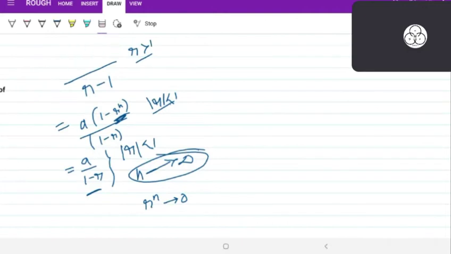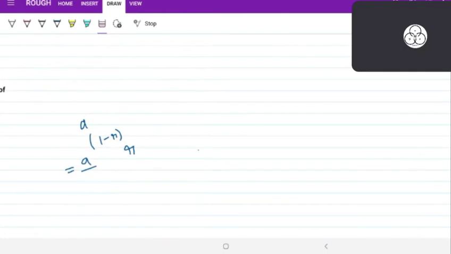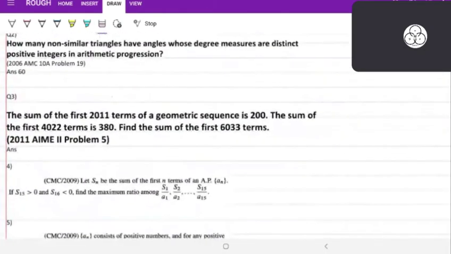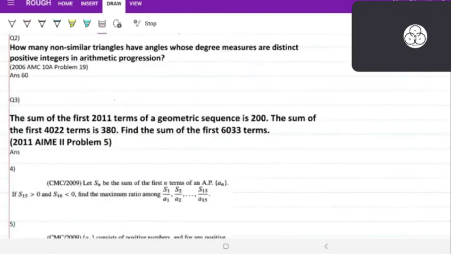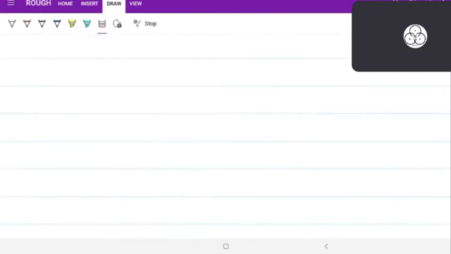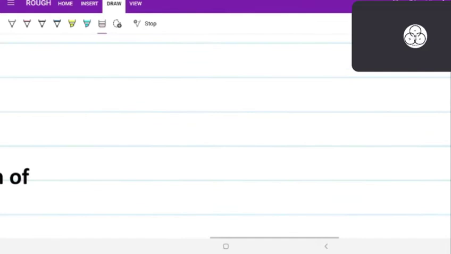For this problem also, two different methods will be shown. One is the normal method that most of you will solve, and one is a good method. The sum of the first 2011 terms of a geometric sequence is 200. The sum of the first 4022 terms is 380. Find the sum of the first 6033 terms. Pretty easy question.